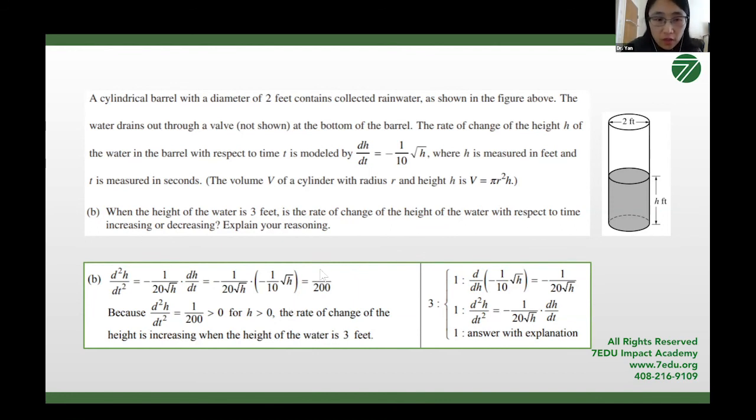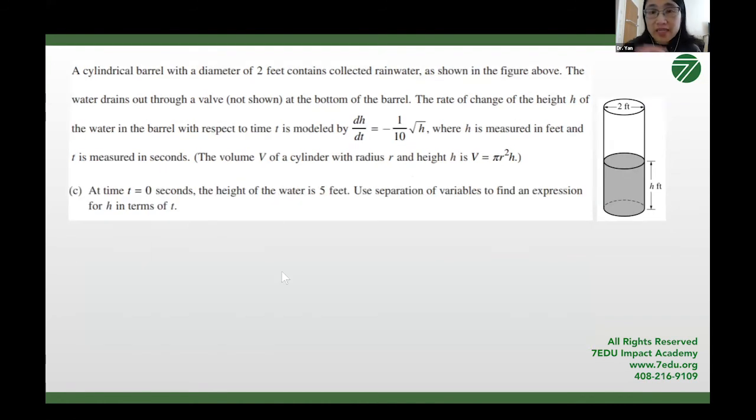You cannot just say, oh, I found 1 over 200, without explaining what your answer tells you. You have to go back and write a complete sentence. Based on the number 1 over 200, because it's positive, we conclude the rate of change of the height is increasing. So basically, you have to write English words and sentences to conclude your answer. You cannot just write numbers there.